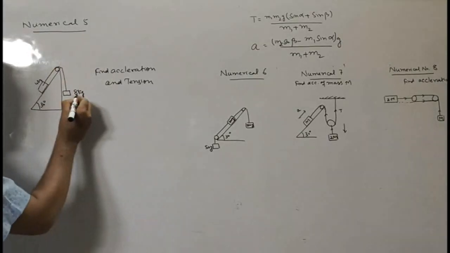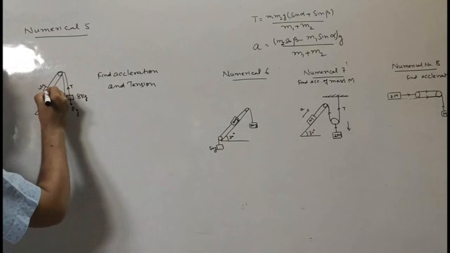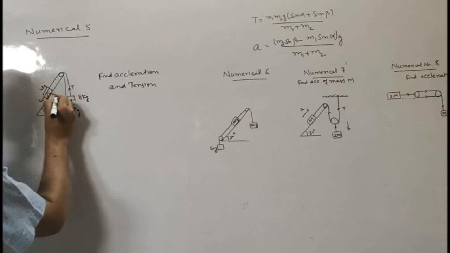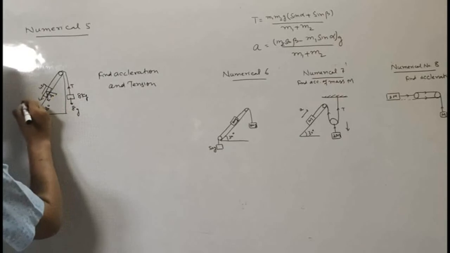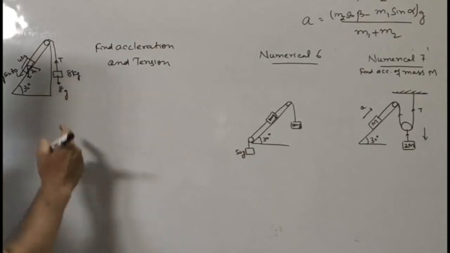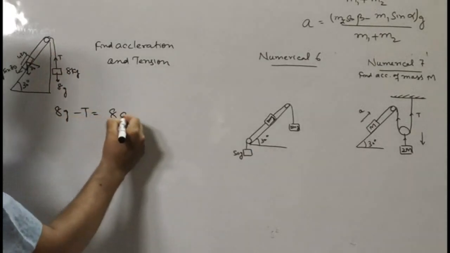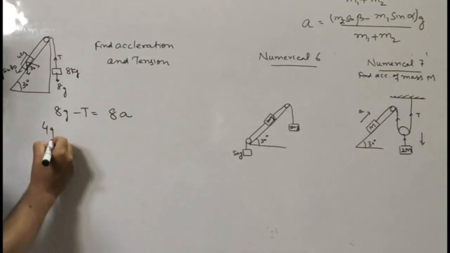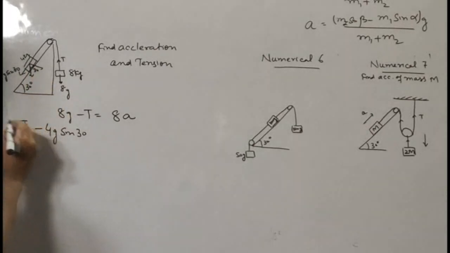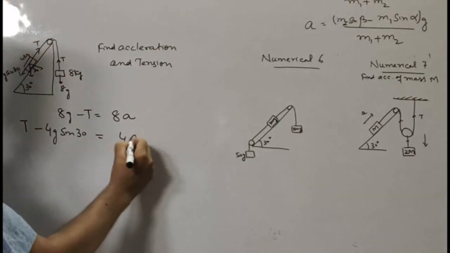Now numerical number 5. This is 8 kg, 8g is acting vertically downward, tension is upward. This 4 kg mass, mg can be resolved into two components. This angle is theta, this is mg sin theta, 4g sin 30. Now make the equation for this mass: 8g minus T is equal to ma. Now for this one, T tension is upward, T minus mg sin 30, 4g sin 30, is equal to ma.